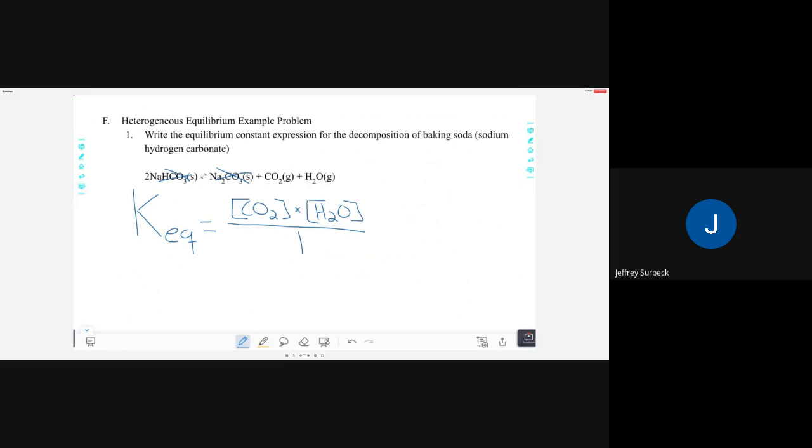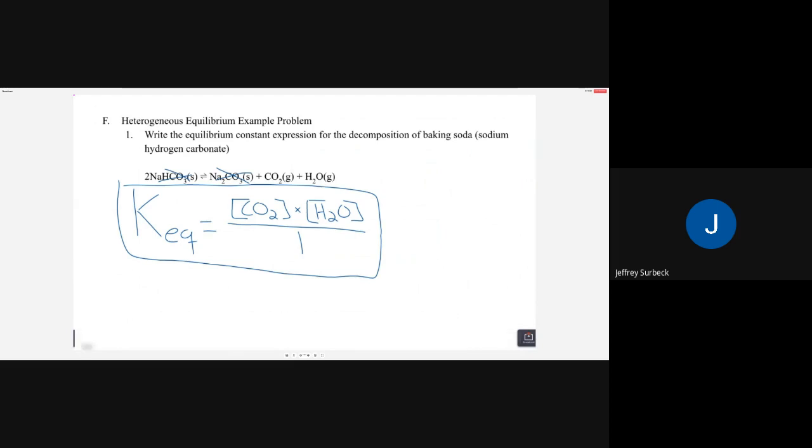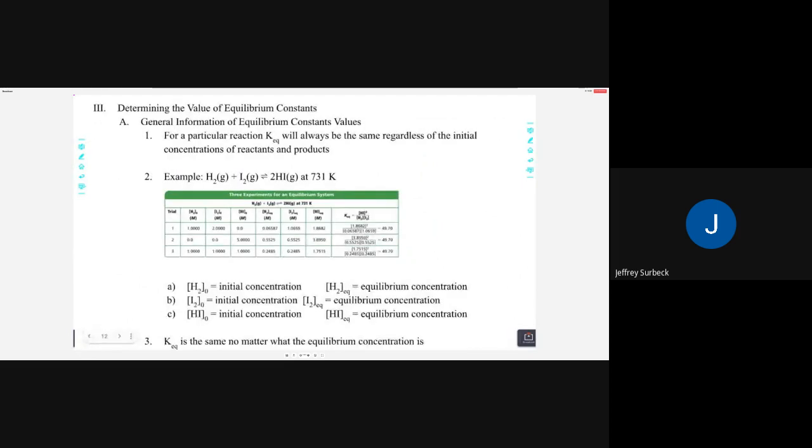You can write it because that's technically what you're doing. Most of the time, it's just going to be written, in this case, CO2 times H2O. So then we would just do 0.1 times 0.03. Yeah, exactly, you got that. Okay, now we've got numbers.